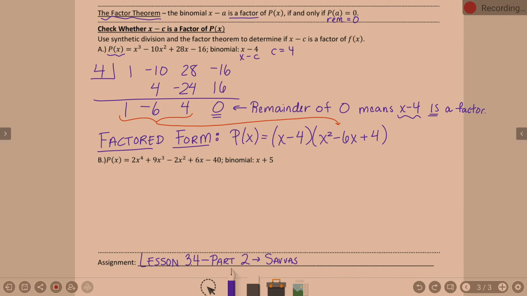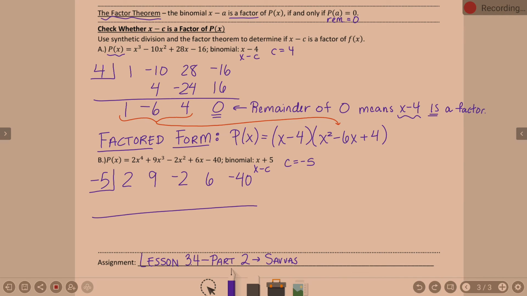Synthetic division. What goes in the box? Negative 5, because this is in the form of x minus c. So that means it's in the form of x minus negative 5. Okay. Let's see. What numbers go next to negative 5? 2, 9, negative 2, 6, negative 40. No placeholder zeros, right? But you're checking.